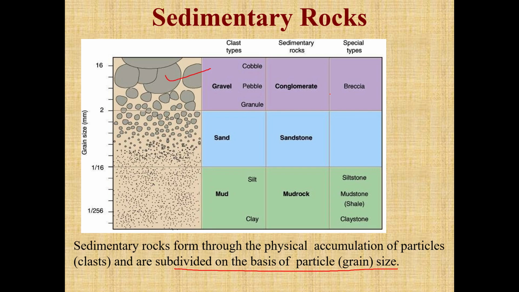Largest ones, if angular, are breccia, and if rounder, then conglomerate. The intermediate one has sands, so sandstone. The very fine particles have silt and mud, much finer than sand, and from that we get mudrock and mudstone. From clay we get claystone. From silt we get siltstone.